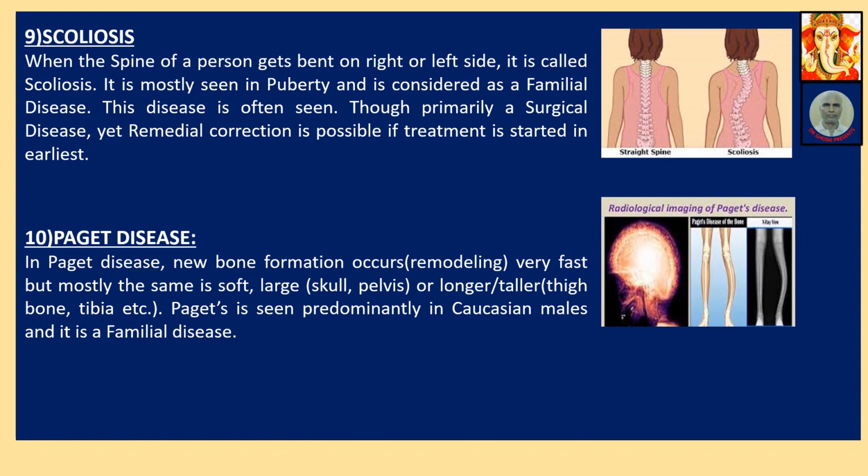Number 9, scoliosis. When the spine of a person gets bent to the right or left, it is called scoliosis. Look at the picture on the right hand side. It is mostly seen in puberty and is considered a familial disease. It is a disease which runs through the family. You can get this patient often, a very common disease. Though primarily a surgical disease, yet remedial correction is possible if treatment is started early.